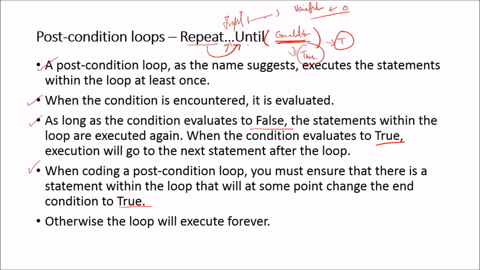So a variable value needs to be changed for this criteria or condition. Otherwise, the loop will go forever. It will be an infinite loop. So you have to hardcode terminate, or you have to disconnect your executable file to stop it. Otherwise, the loop will execute forever.